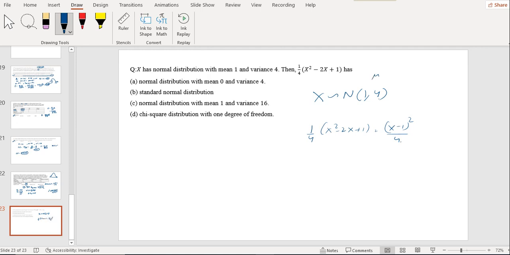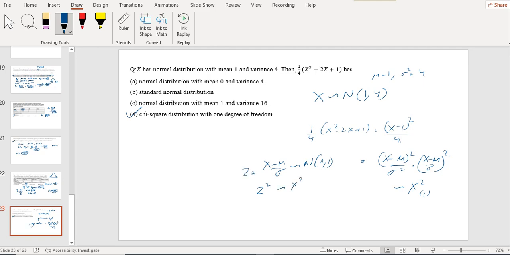So here mu is equal to 1 and sigma square is equal to 4, so I can write it as x minus mu whole square upon sigma square. So this is x minus mu upon sigma whole square. So this will follow chi-square distribution with 1 degree of freedom. So the correct answer is: the square of the standard normal variate always follows, because x minus mu upon sigma follows normal distribution with mean 0 and variance 1, and its square will follow chi-square distribution with 1 degree of freedom. So the correct answer is option D only.